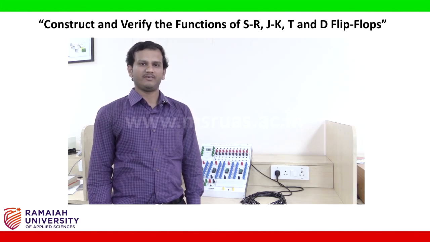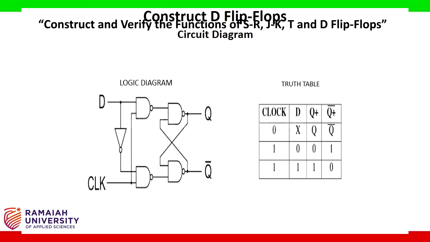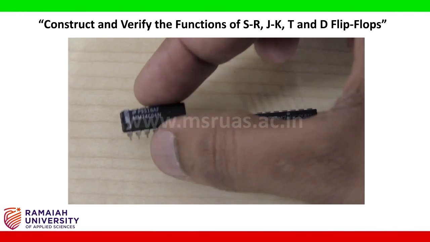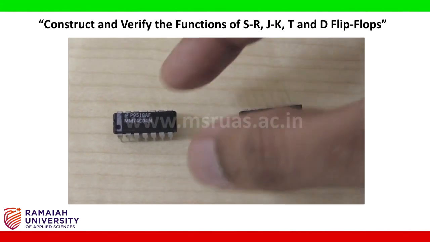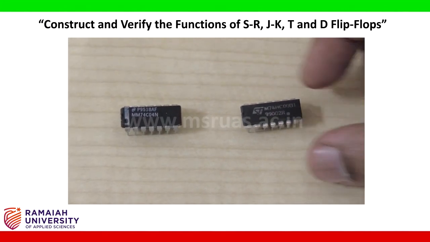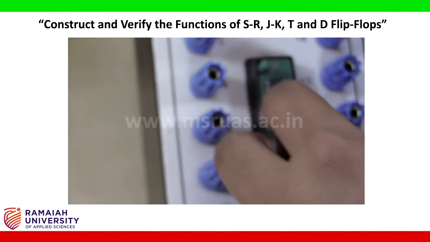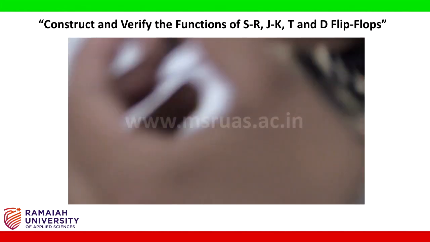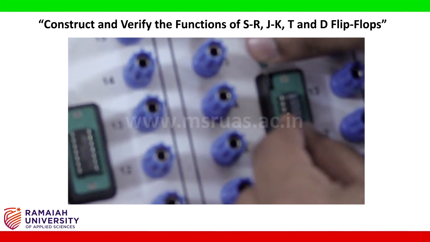Now let us construct and verify the D flip-flop as per the logic diagram. So to implement the given logic diagram, we require two ICs. One is 7404 NOT gate and another is 7400 NAND gate. Now let us place these two ICs into the IC base. So first I am placing 7400 NAND gate into the first IC base. After placing it, close the lever. Then another IC, 7404 NOT gate. Place it and close the lever.